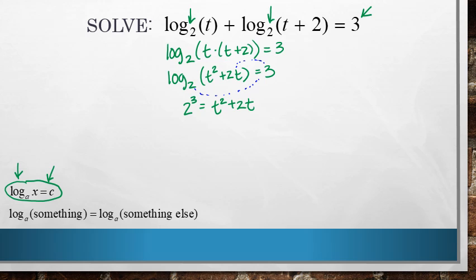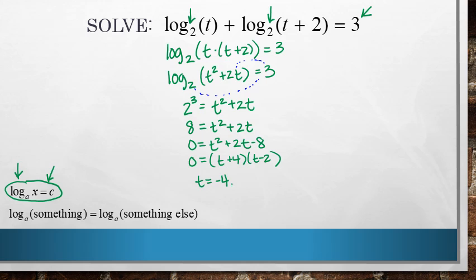And now again, we're looking at a problem that we've learned about previously. 2 cubed is 8. I have a quadratic, so I need to get everything onto one side and set the other side equal to 0. And then what I'll do is I'll either solve this by the quadratic formula or by factoring. I'm going to factor this. So this gives me t plus 4 times t minus 2. So I find that t equals negative 4 or t equals 2.